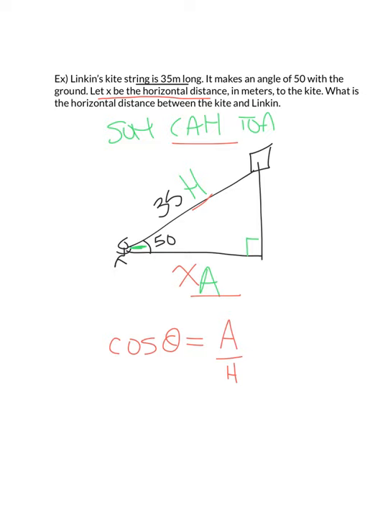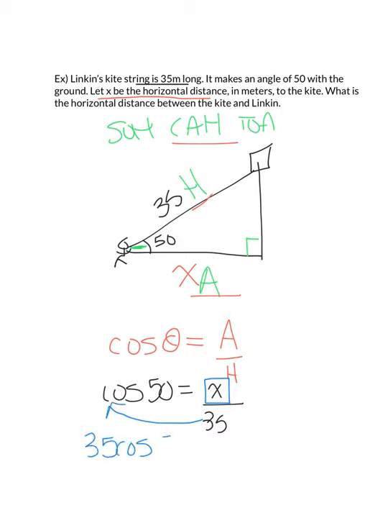The next thing that I'm going to be doing is plugging in my information. Cos of my angle was 50 degrees. My adjacent is x, and my hypotenuse is 35. Now, if I remember my three examples from before, this is the example where x is on top. That means that this divided by 35 needs to come over as a multiply by 35. So 35 times cos of 50 is equal to x.